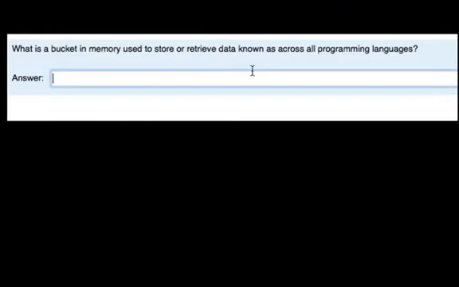Time to quiz yourself. Don't forget to pause here and answer the question yourself prior to me revealing the answer, to test yourself and be a better learner. So what is a bucket in memory used to store or retrieve data known as across all programming languages? C Sharp, Java, etc. And the answer there is variable. So I've called it a container or a bucket in my tutorial as I've been talking.